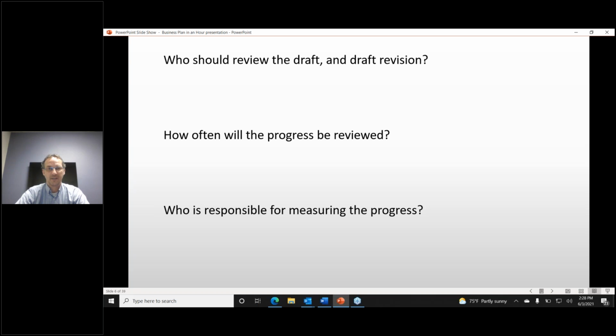Sometimes it's quarterly, sometimes it's semi-annually, but never should it be more than every single year. Who is responsible for measuring the progress? Well, first, we have to define what progress looks like. And progress is all about who you are, what you do, what you want to achieve, how you help others, and why you do what you do.